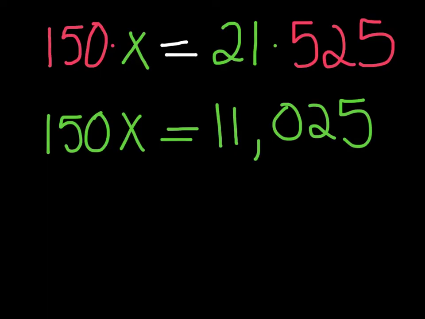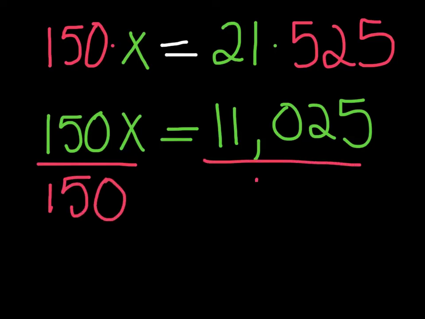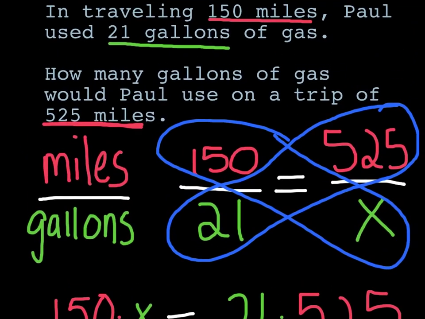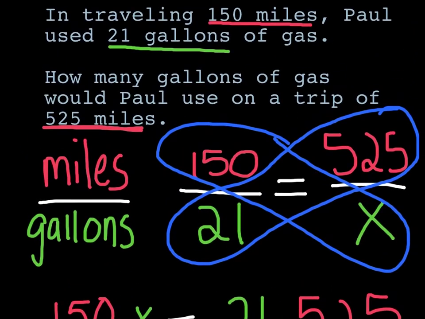From here, I would divide both sides of my equation by 150. This would allow me to isolate my variable x, uncovering the value of this unknown. When I perform this operation, I discover that x is equal to 11,025 divided by 150, or 73.5.